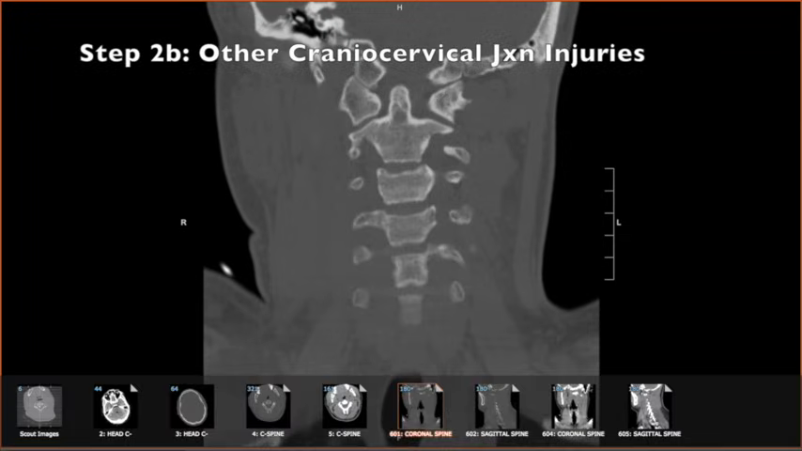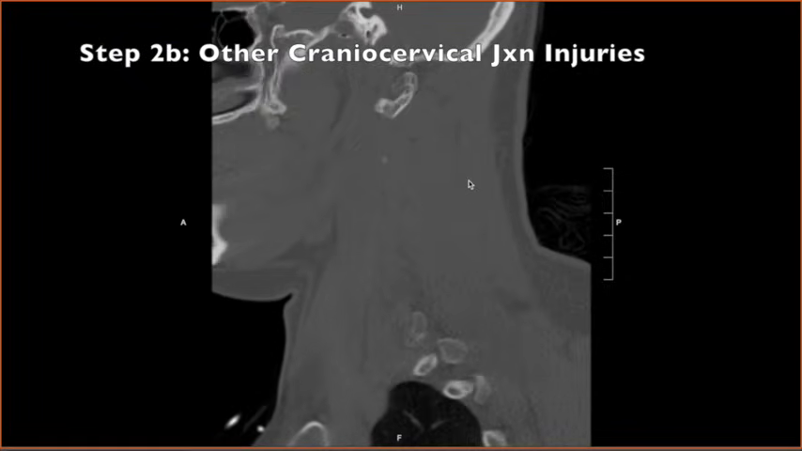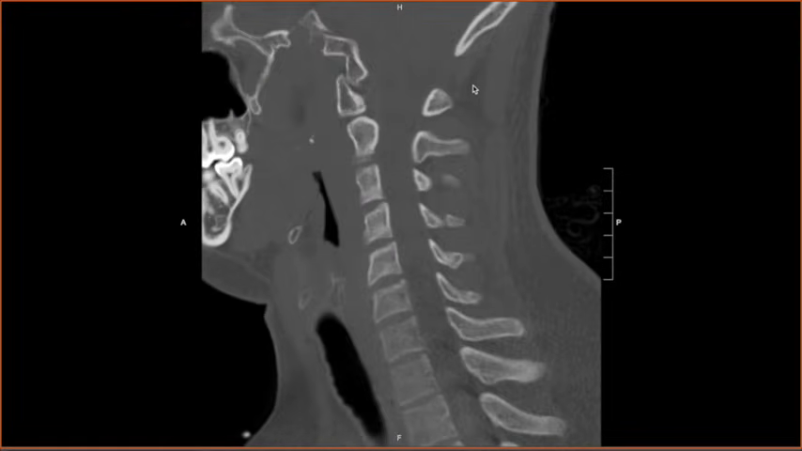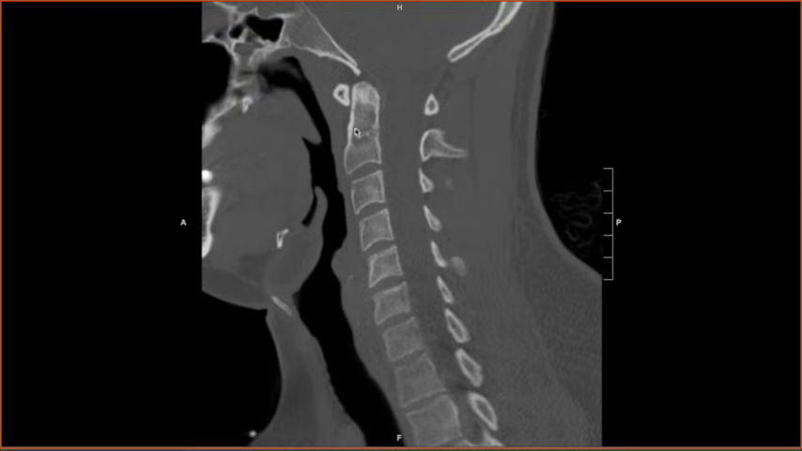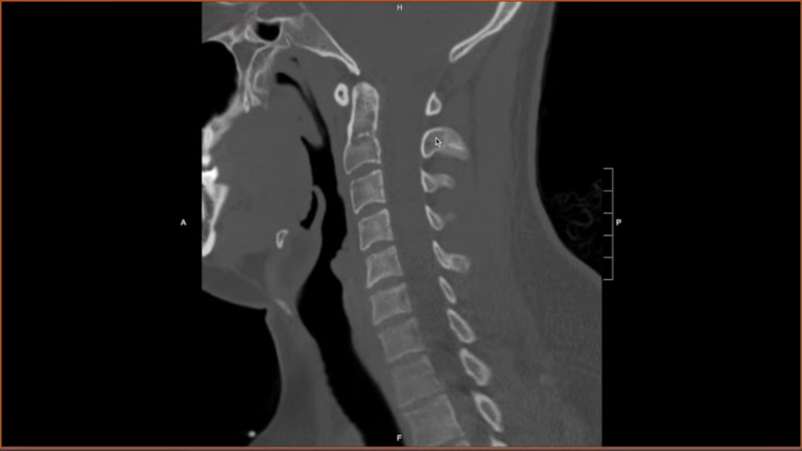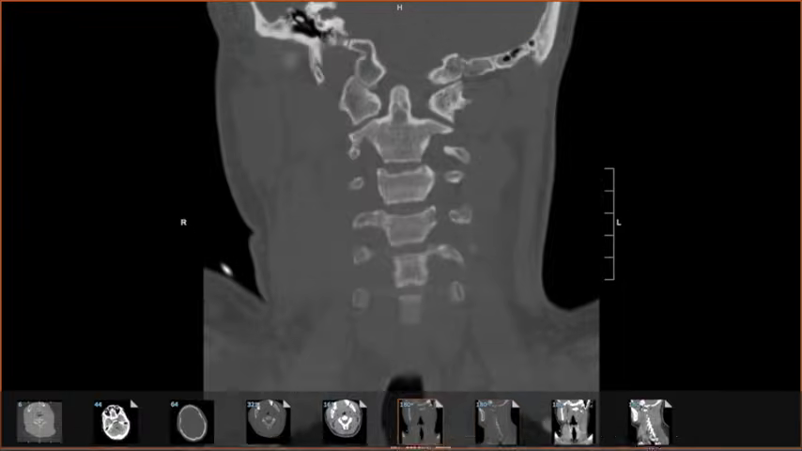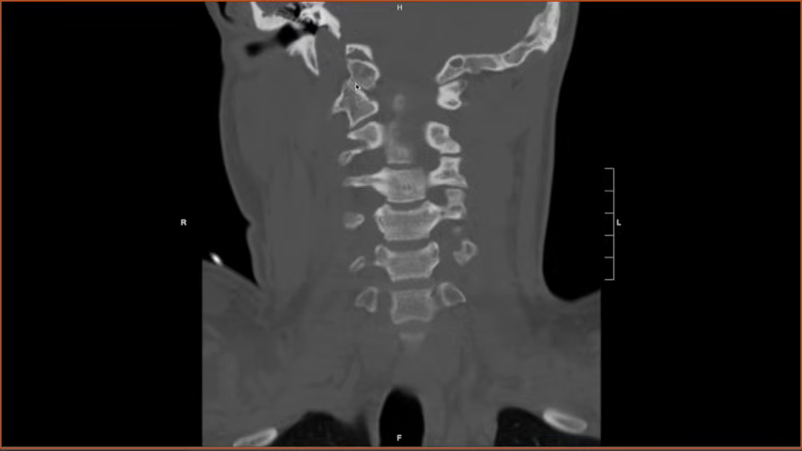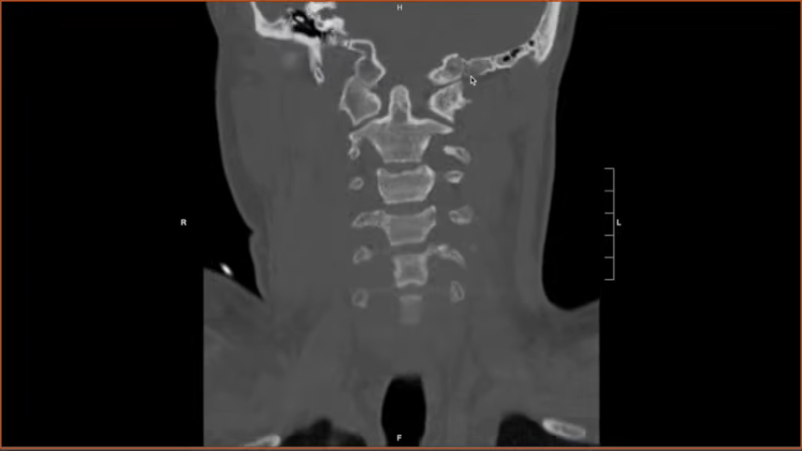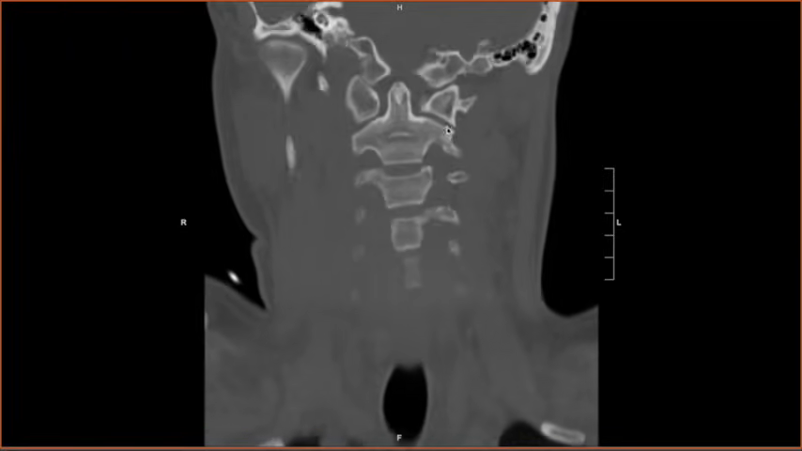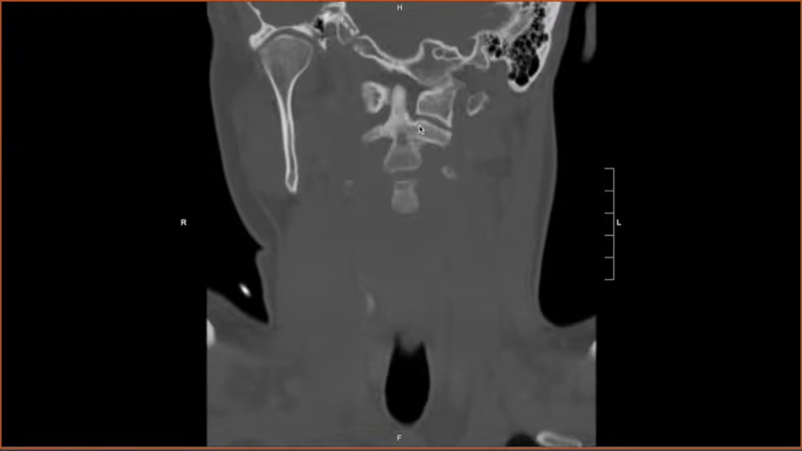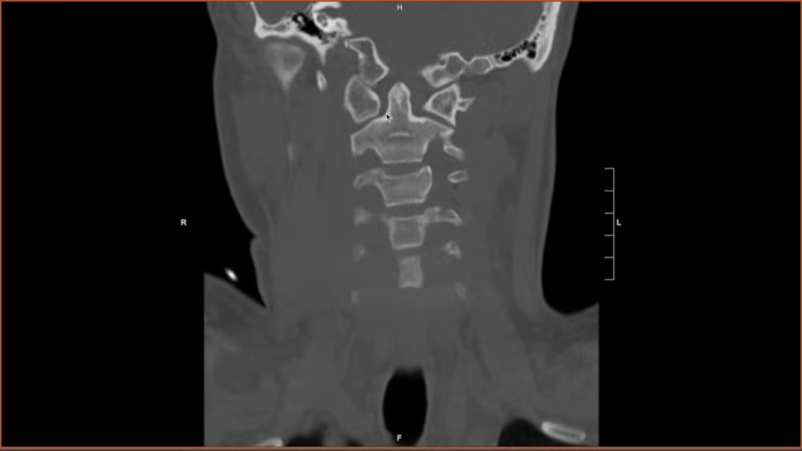And then I look at the craniocervical junction in detail on all planes here. I look at C1 anteriorly and posteriorly and join them all up on the sagittals. I look at C2 closely here. On the coronal images, I want to specifically look again at the same joints that I just mentioned, looking specifically at the anterior medial portion of the occipital condyles for occipital condyle avulsions. I want to look at the dens closely on the coronals, looking for any subtle fractures here.